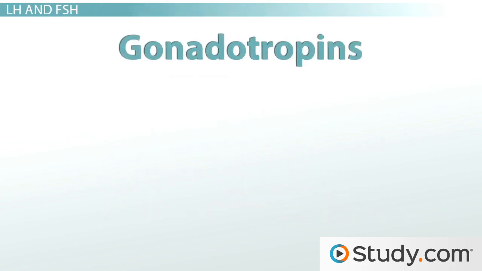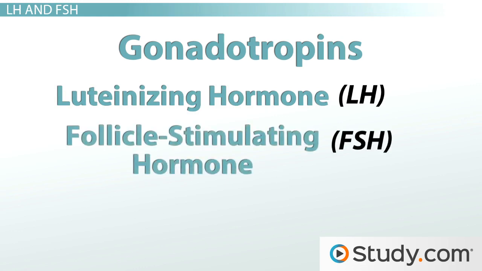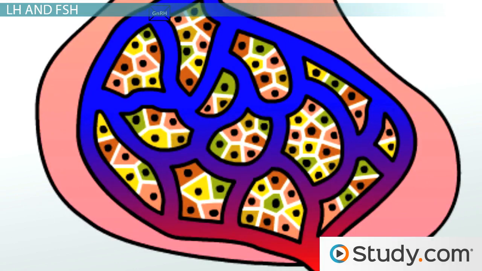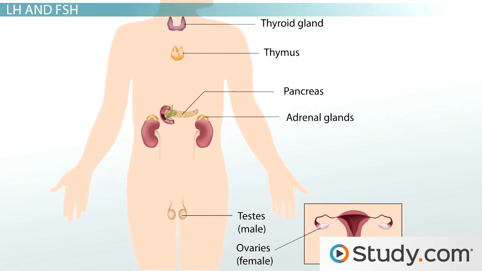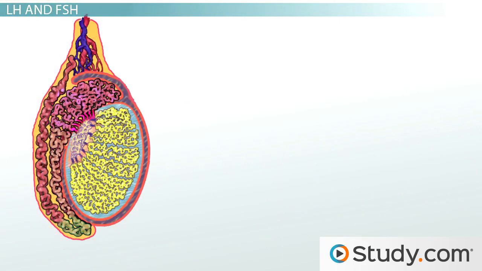Okay, so what are gonadotropins? Well, there are two gonadotropins actually: luteinizing hormone, or LH for short, and follicle stimulating hormone, or FSH for short. Each of these hormones has specific roles in aiding male reproductive functions. When GnRH acts on endocrine cells containing LH or FSH, these two gonadotropin hormones are then released into the bloodstream, where they travel to the last structure in the HPG axis, the gonads. In this case, when we're talking about gonads with males, we're talking about the testicles. Both LH and FSH target specific cells within the testicles.